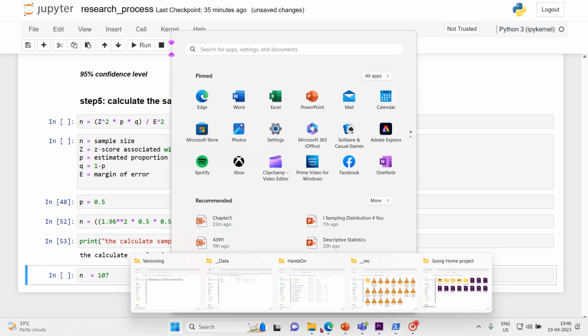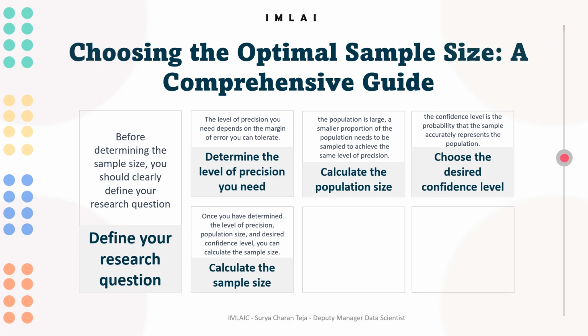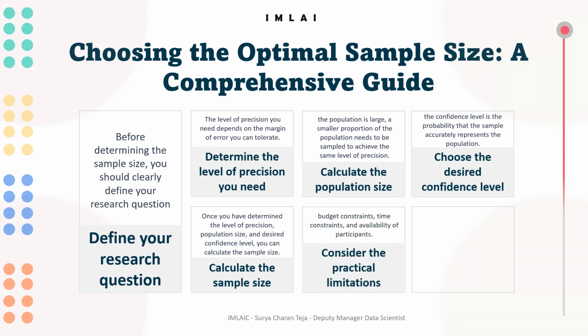So that's it. With this, you got your sample size, but there is more to it. Let me tell you that. Once you have calculated the sample size, there are a few more factors you have to consider, that is, the practical limitations. Whatever we have done so far are the statistical considerations. Now we have to consider practical limitations such as budget constraints, time constraints, and availability of participants. A larger sample size requires more resources and time.